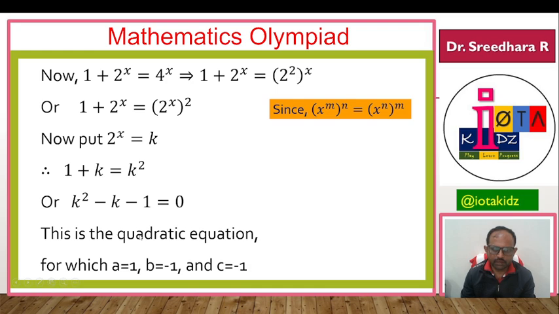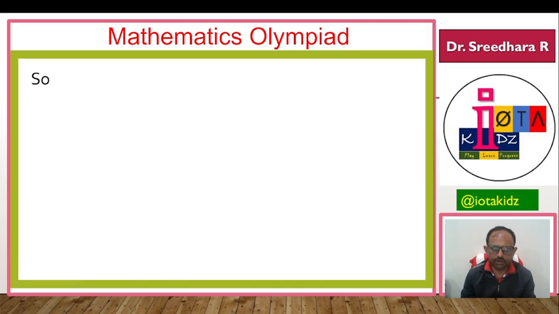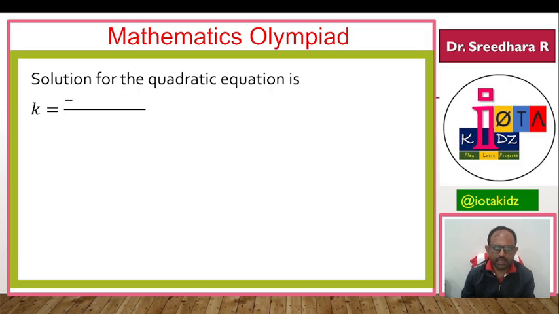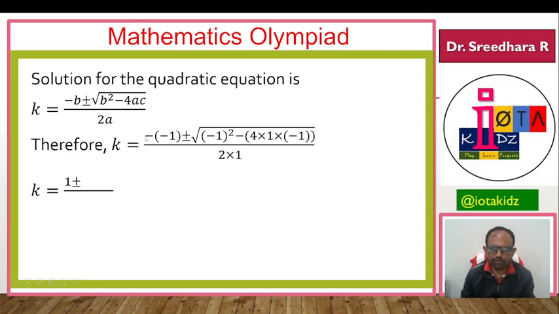By using these coefficient values a, b, c, we can solve this quadratic equation by using the solution for the quadratic equation. We can write k is equal to minus b plus or minus square root of b square minus 4ac, divided by 2a. By substituting the values, k is equal to minus of minus 1 plus or minus square root of minus 1 whole square minus 4 into 1 into minus 1, whole divided by 2 into 1.